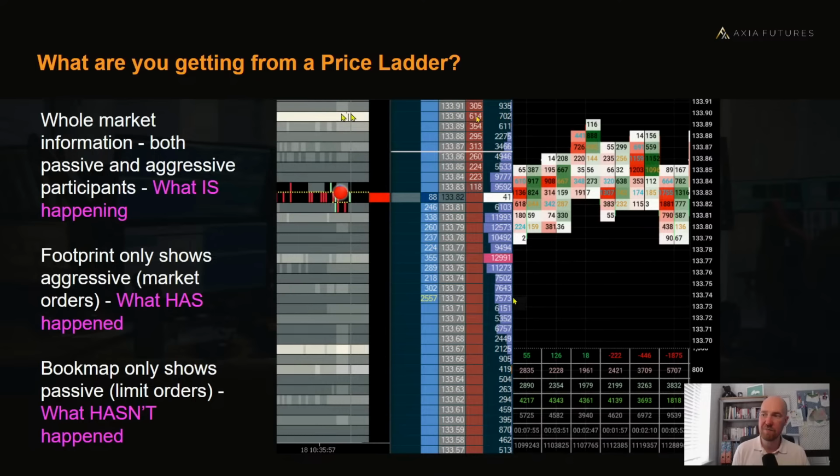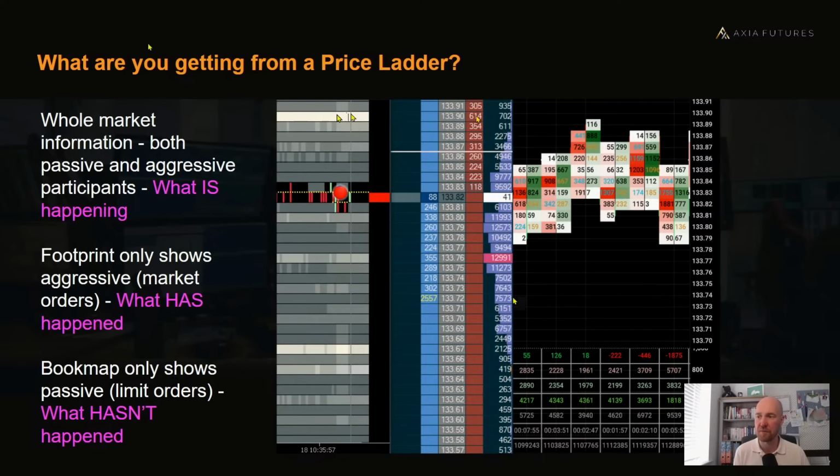But that highlight surely is much better visualized by actually seeing the number as opposed to a color that grades over time. So I'm always disinclined towards Bookmap in particular. And really, for me, price ladder has always been the key thing, because price ladder shows you what's happening right now and also gives you a view of all the participants. You see the market orders, you see the passive orders at the same time.